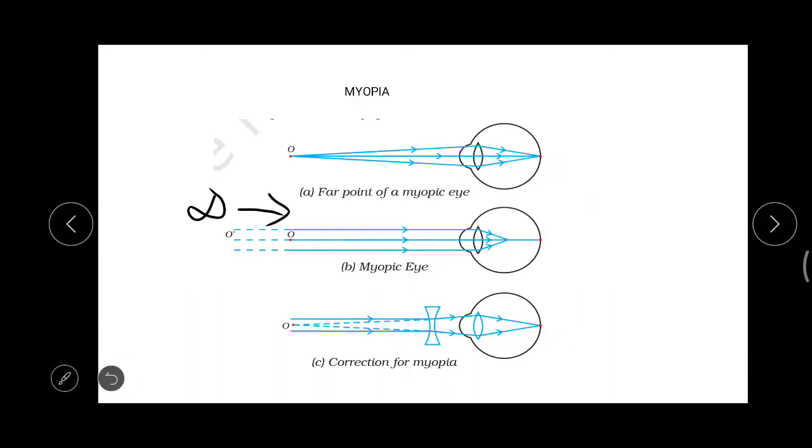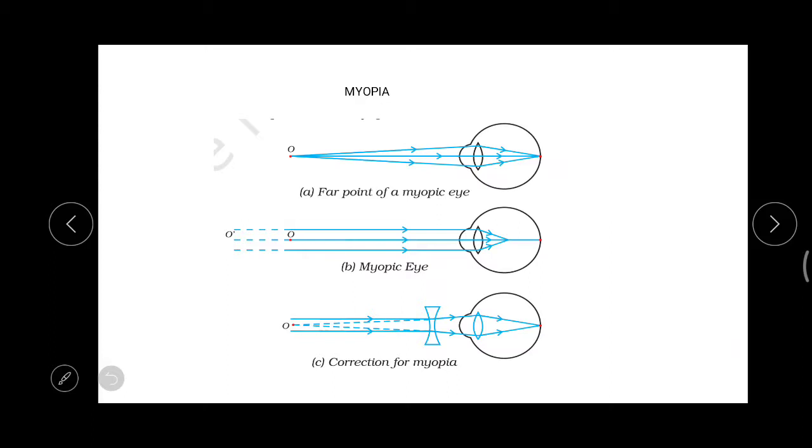So myopia is also known as nearsightedness, and a person with a myopic eye cannot see the distant objects. And one more point that we can add is that the far point will be shifted towards the eye in the case of a myopic person.